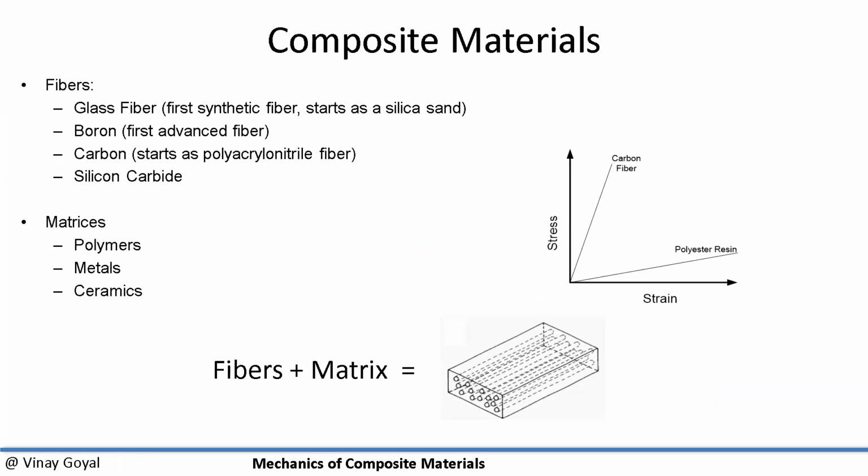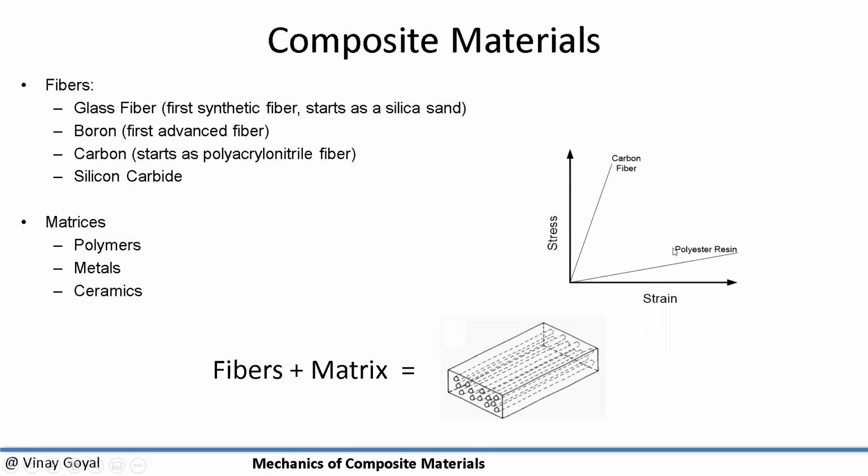And then we talked about the fibers. For fibers, you're going to have several types. You could have a carbon fiber, which starts as a polyacrylonitrile fiber. You have boron, which is an advanced fiber system, a glass fiber, which is the first synthetic fiber, and it starts as silica sand, and you have silicon carbide. So these are the typical composites you could have.